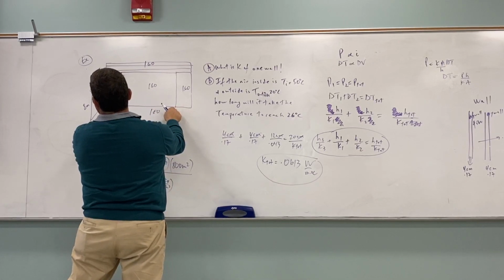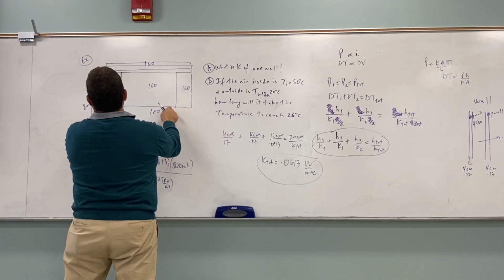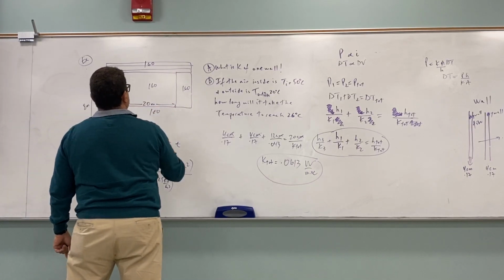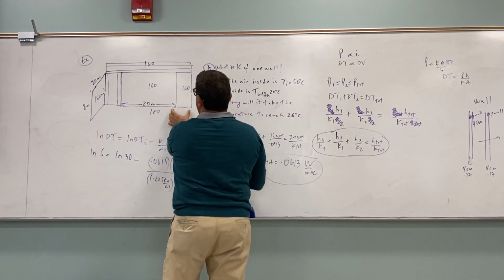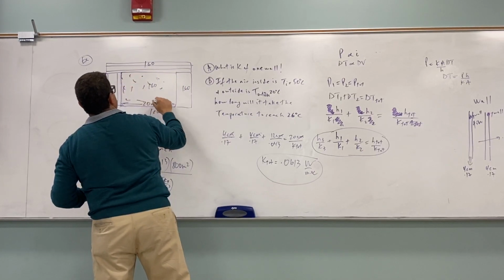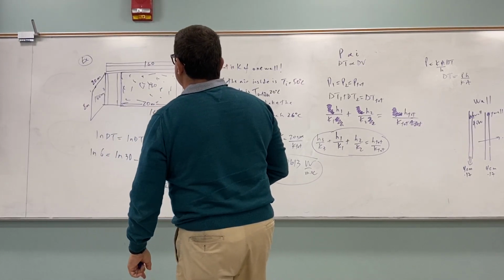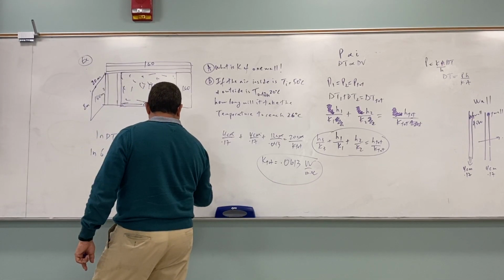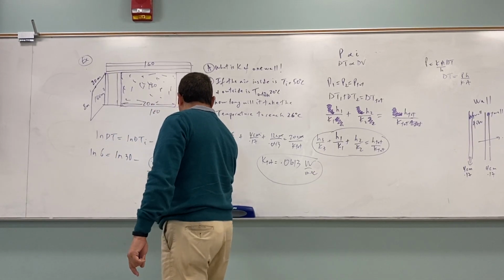What was this thing? Oh, it wasn't given, huh? Yeah. I'm assuming it's 20. 20 from here to here. I mean, this thickness doesn't really matter. It's negligible compared to the 20. So the thickness of the wall does not change anything, since the air is here anyway. So then that's going to be 160 meters squared times 20 meters, meter cancels.